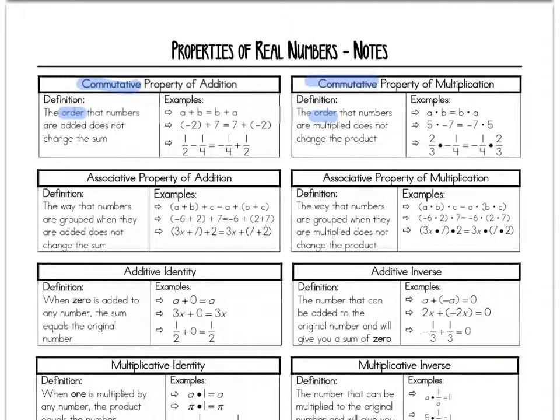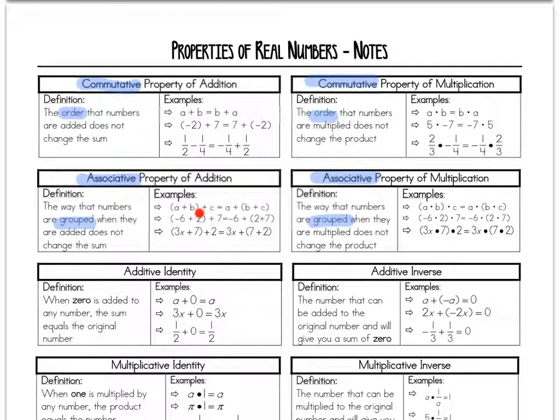The next number property that we are going to review is the associative property of addition and multiplication. And if you read the definition, it says, the way that numbers are grouped when they are added does not change the sum. And the key word here is grouped. So let's highlight that in both the addition and multiplication. If we look at the examples, we can see that A, B, and C are in the same exact order on both sides of the equal sign.